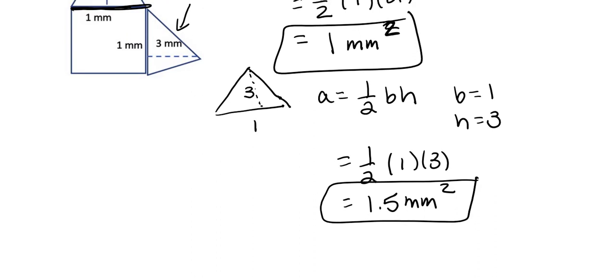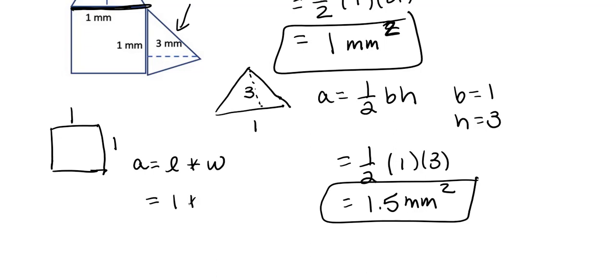And now we do the square. We know it's a square because it's 1 and 1 for the length and the width. So our area for this one is length times the width. So we get 1 times 1. And what do we get? We get 1 meter squared.